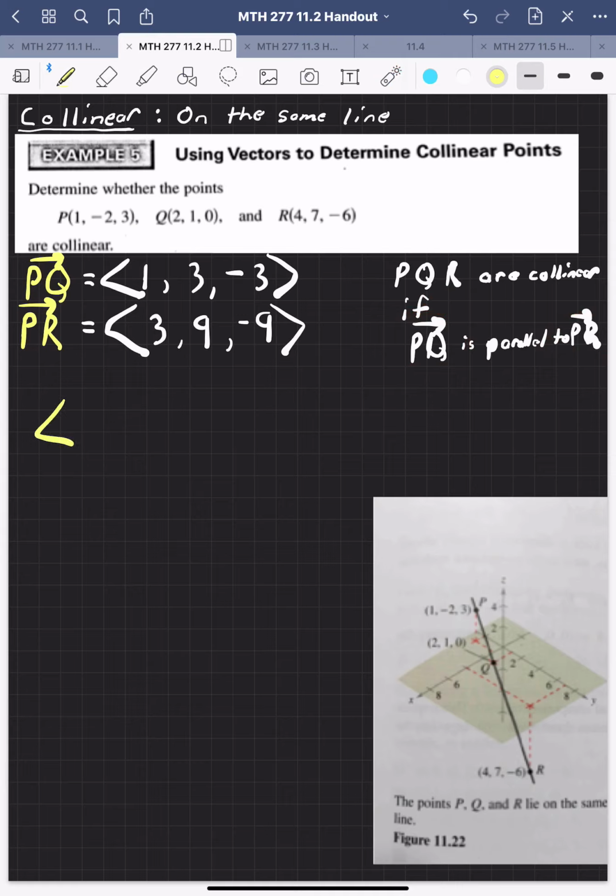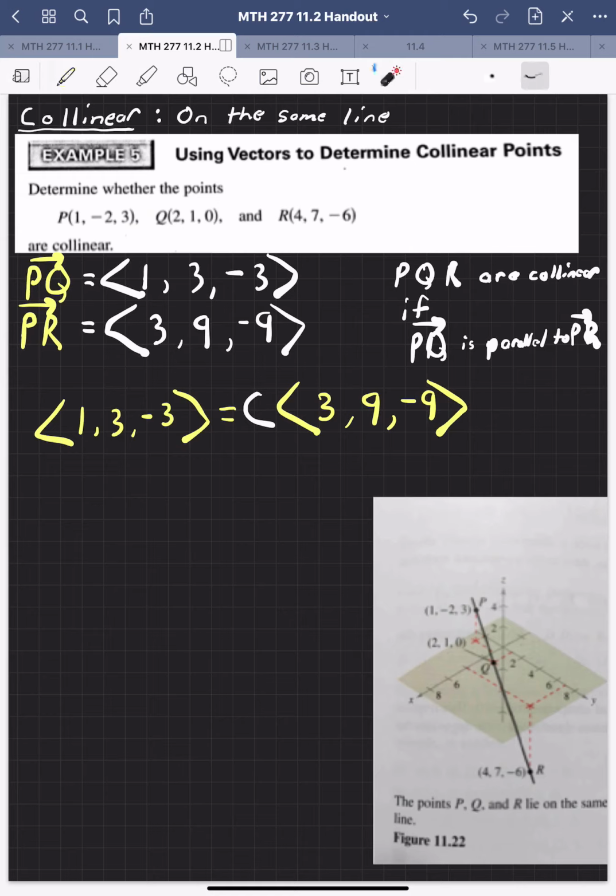So there should be some constant out there. So I got 1, 3, -3 equals, now there should be a constant out there that would allow me to build one vector from the other vector. By the way, it doesn't matter where you place this C. I mean, you can place it over here if you want to. That part doesn't matter. So, ready? Let's do it. Let's figure it out.